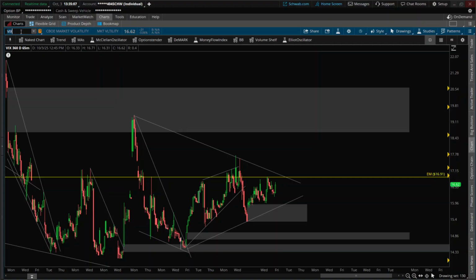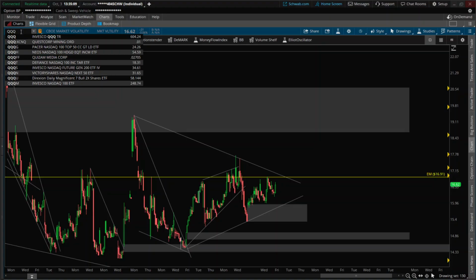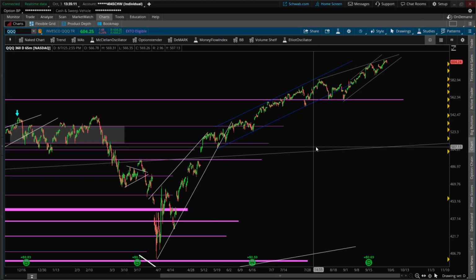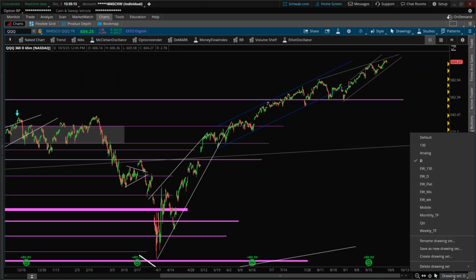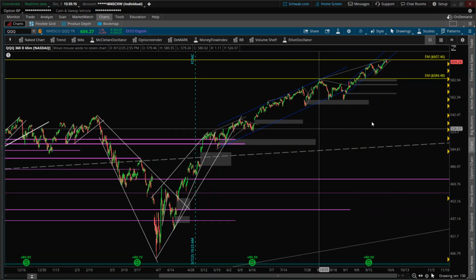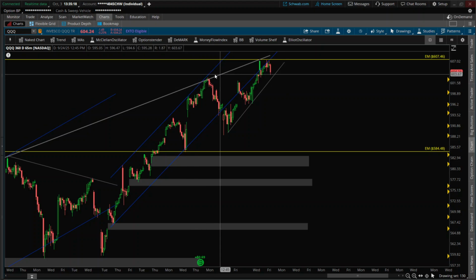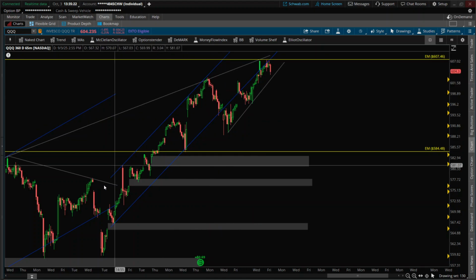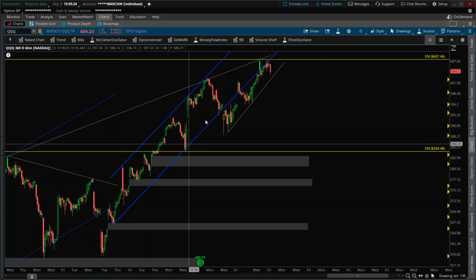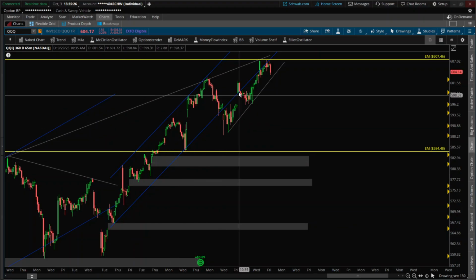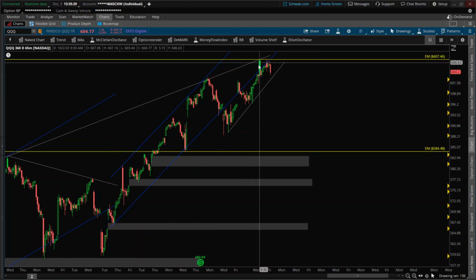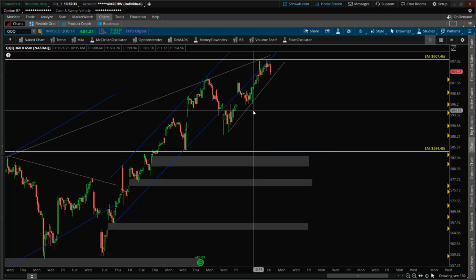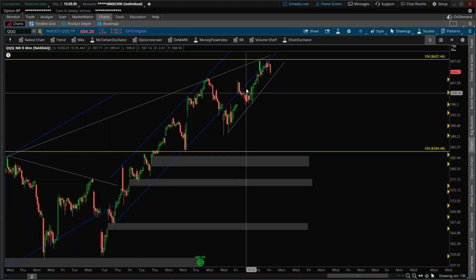All right, let's look at the Qs. Looking at the Qs, they have that tightening wedge here. If we take out the wicks, it almost touches there. But we do have this channel that was trying to guide here. We broke down from that, back tested, couldn't hold, back tested, couldn't hold, and we're rejecting off of that right now. So that could act as a good reference right there.